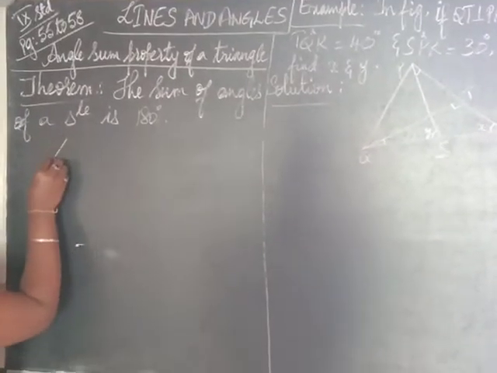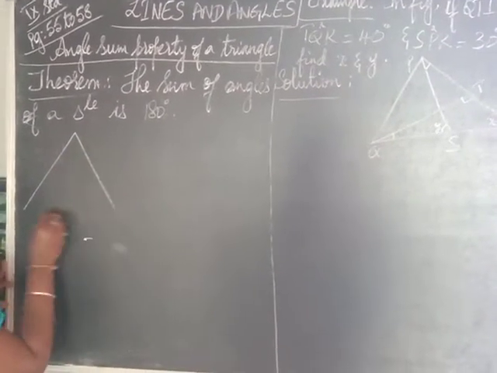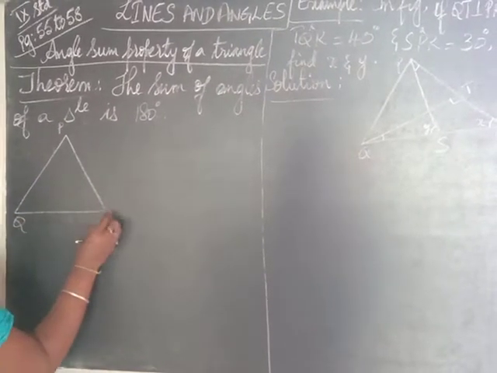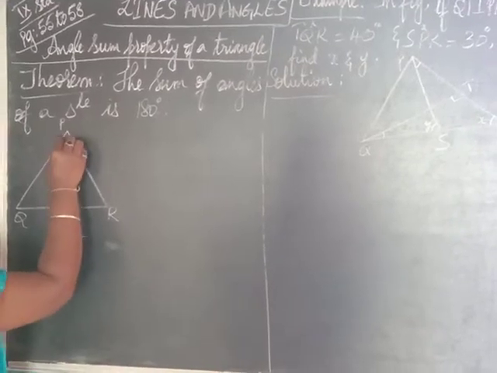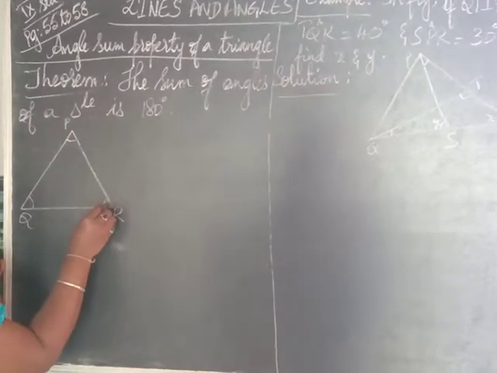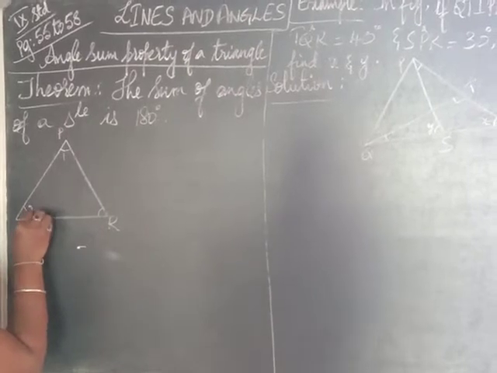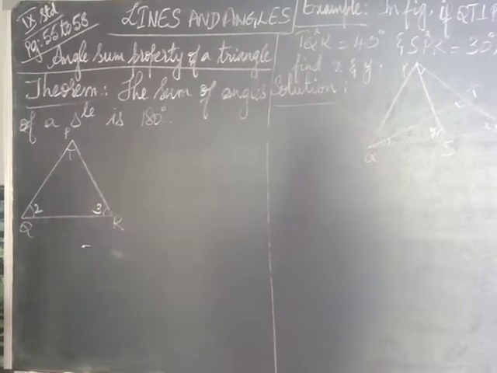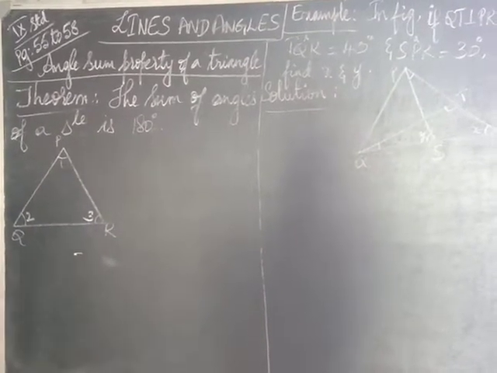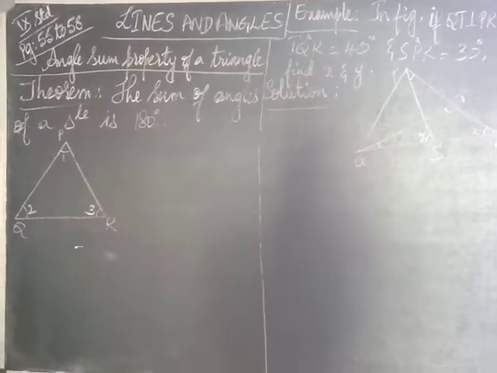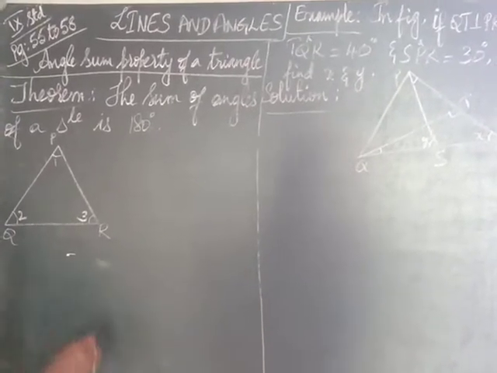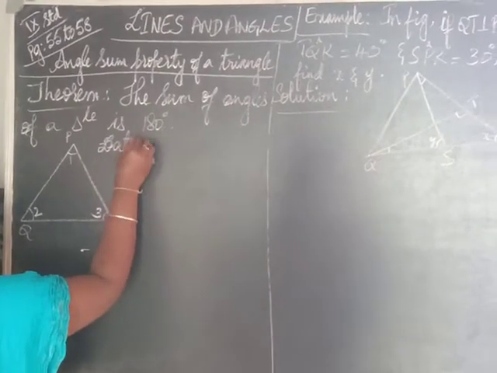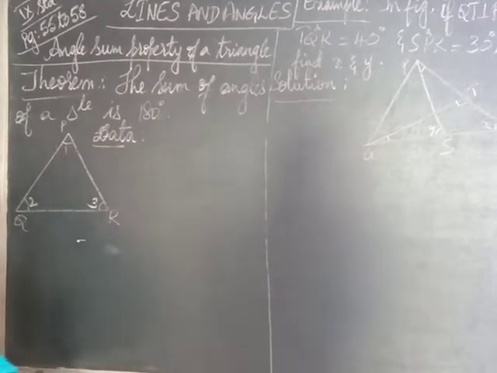Now let us take a triangle. Here I am calling this PQR, and I am calling these angles 1, 2, 3. Children, this is a triangle PQR, and in the triangle we have angles 1, 2 and 3. Now this comes under what? Data. This is a theorem and we have to prove it. So what is the data?